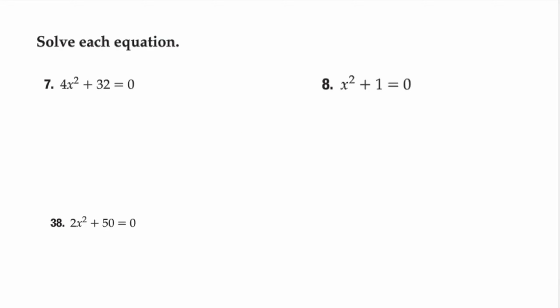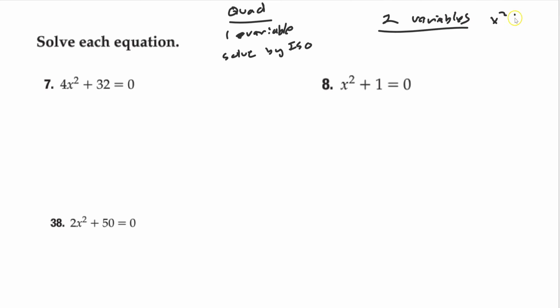Let's talk about how to solve equations. Now, if you remember what I said earlier in the previous video, for quadratics, if you have one equation, one variable, just solve by isolation. If you have two variables, something like x squared plus 3x equals 4, then you set it equal to 0 and factor.